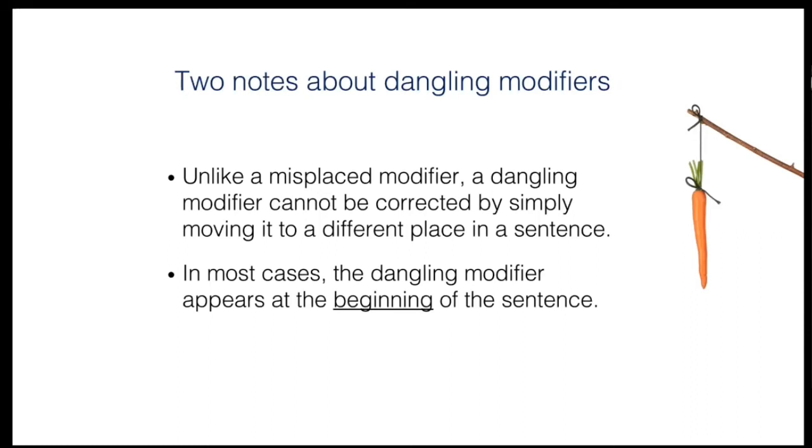Misplaced, we saw it before, it's just in the wrong position. So you move it along the sentence and then it becomes easier and clearer, right? Dangling modifier needs more, well, effort, I would say. Usually dangling modifiers appear at the beginning of the sentence. We've seen all of them now at the beginning of the sentence. That's the most common thing.